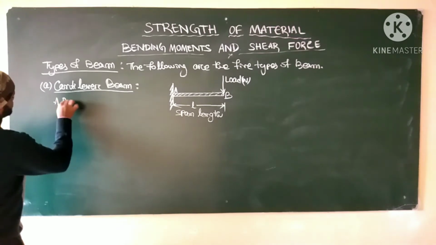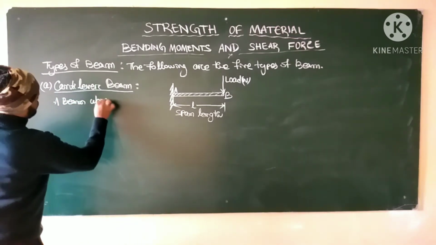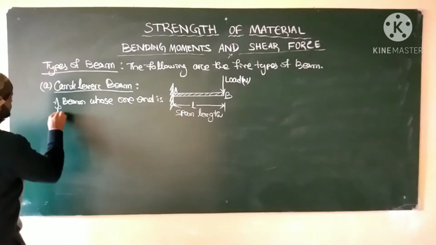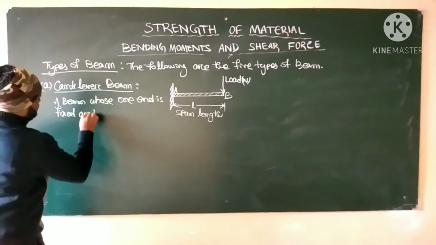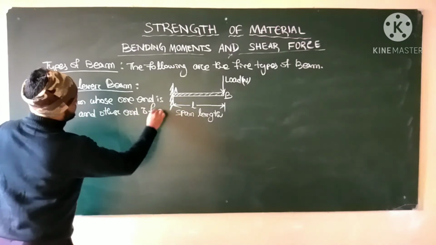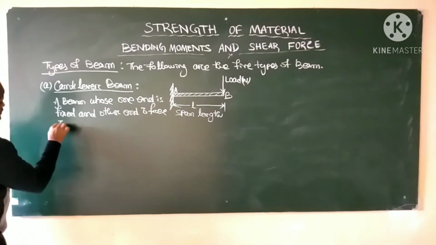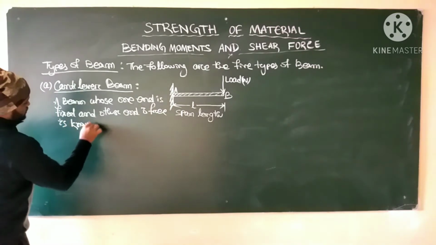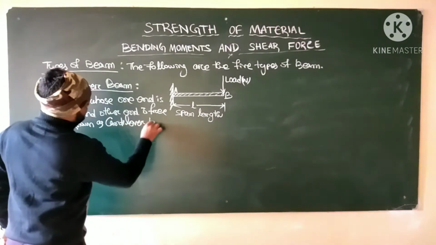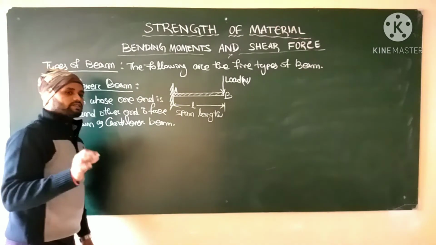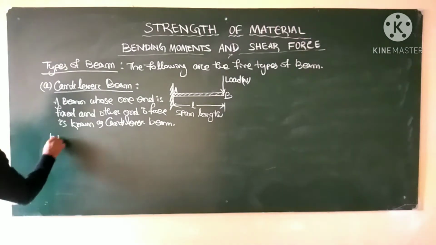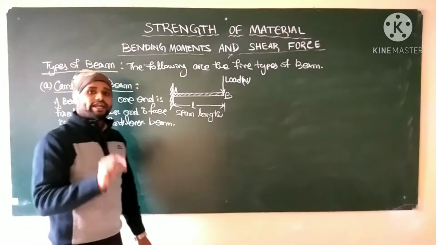A beam whose one end is fixed and the other end is free is known as a cantilever beam. You have already seen cantilever beam examples in your home. Then the next, second one is your simply supported beam.